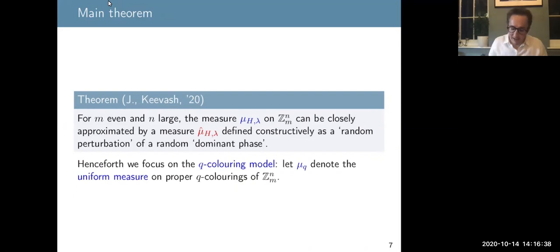And now let me just zoom in on one specific example, this Q coloring model. So again, now I'm just looking at a uniform Q coloring on the torus. And instead of mu_{h,λ}, let me just write mu_Q for the uniform measure on Q colorings. So if you like, the question now is, what does a typical Q coloring of the discrete torus look like? And let's try and understand that as well as we can.